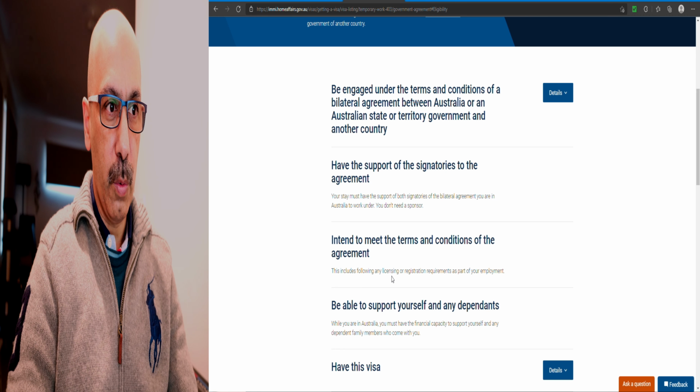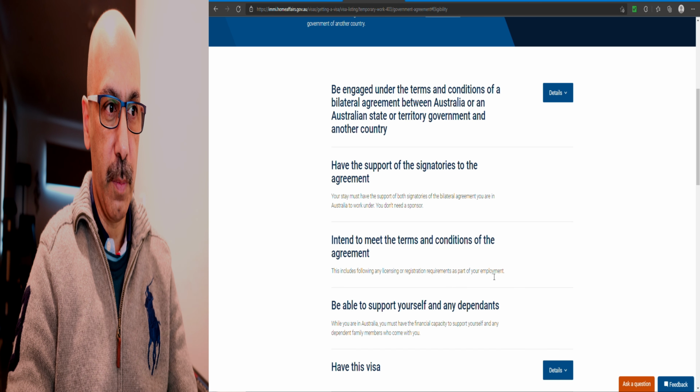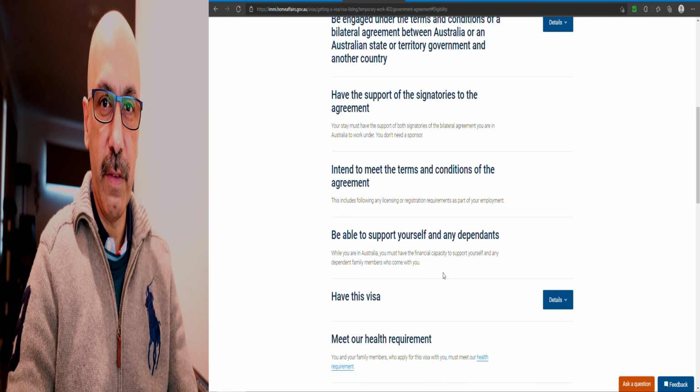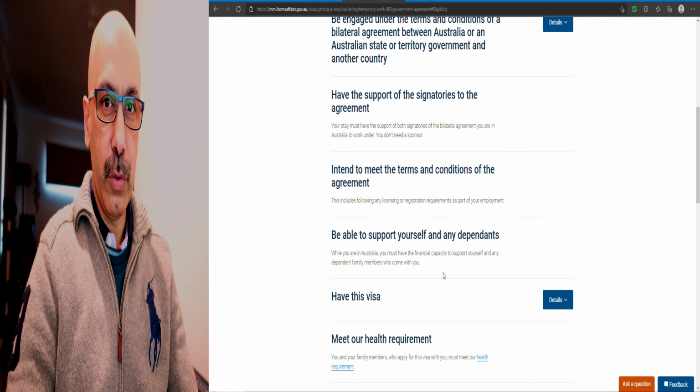This includes following any licensing or registration requirements as part of your employment. Be able to support yourself and any dependents. So make sure you have enough money when you are going to Australia to support your family and yourself at the time of grant of your visa.